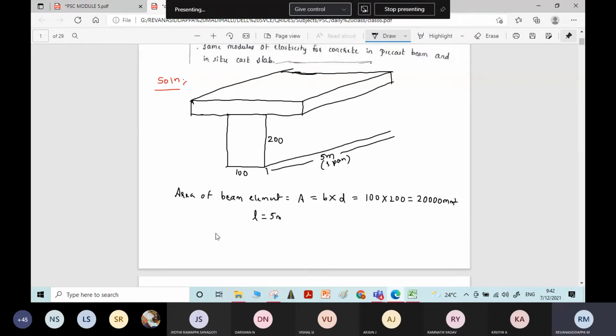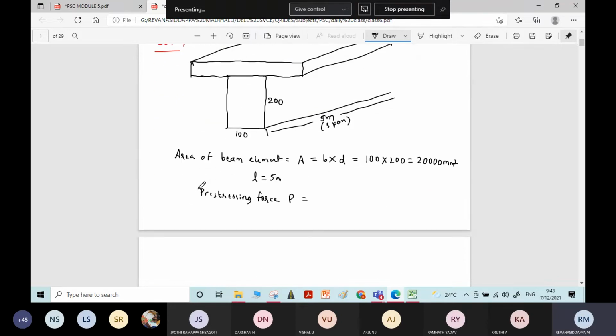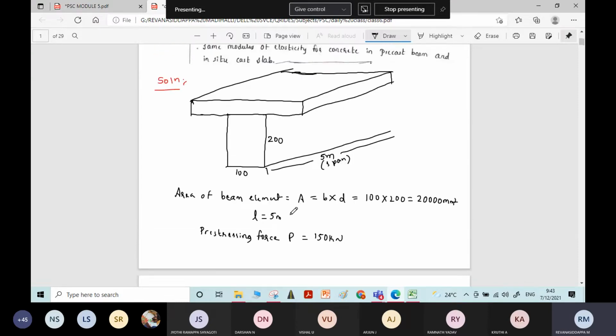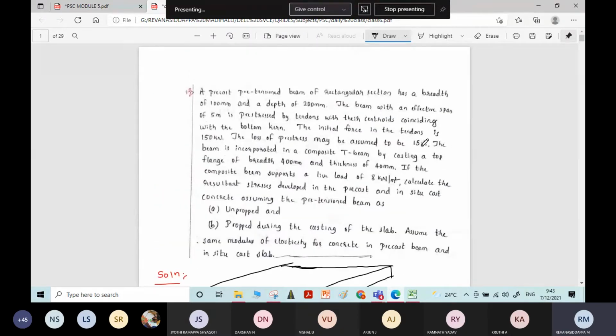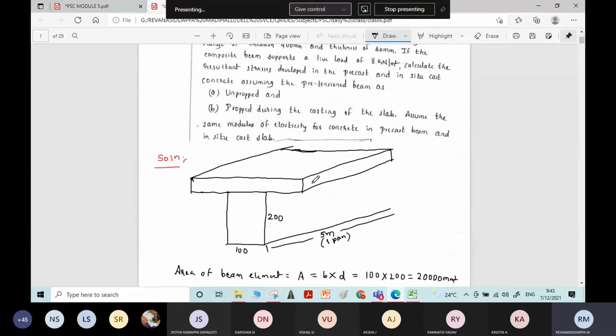Pre-stressing force P is given. It is given as 150 kilonewton. And in this pre-stressing force of 150 kilonewton, there is loss of pre-stresses. How much loss? 15% loss of pre-stresses.